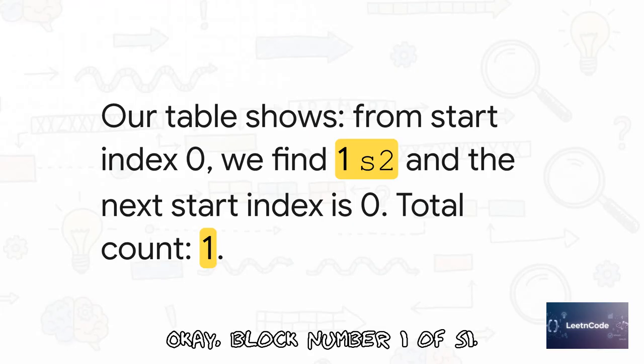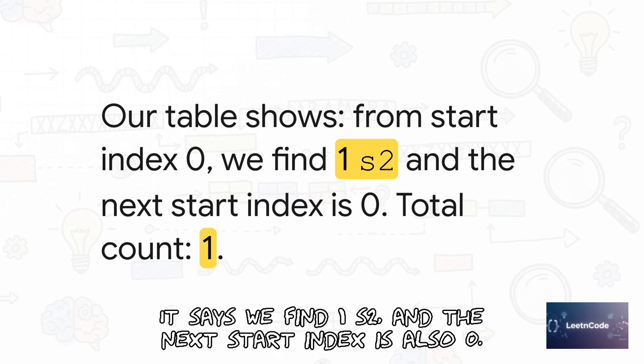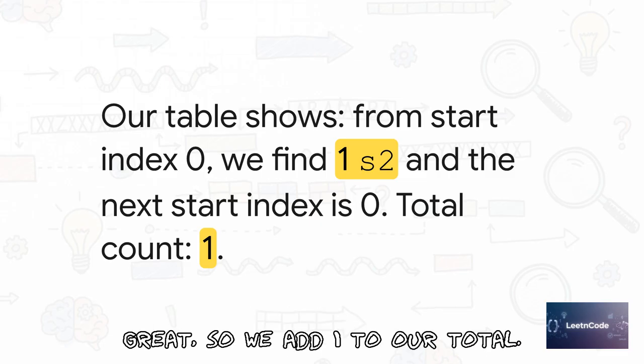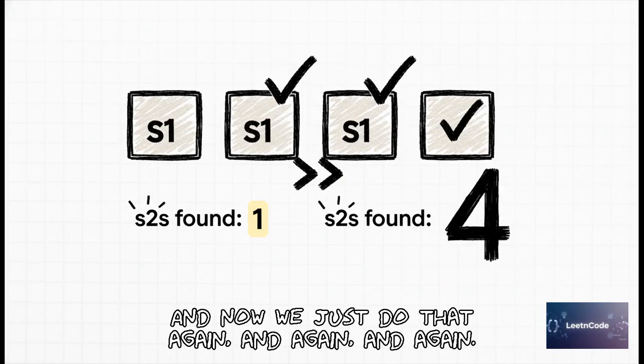Okay, block number 1 of S1. We look at our table. Our current start index is 0. What does the table say? It says we find one S2, and the next start index is also 0. Great, so we add 1 to our total. Total S2s found is now 1. And now we just do that again, and again, and again.